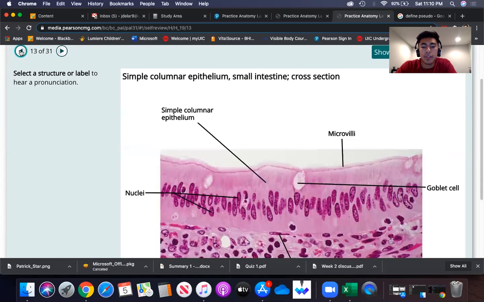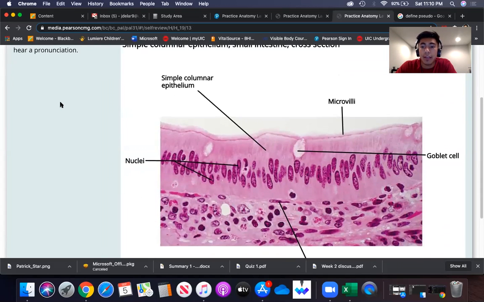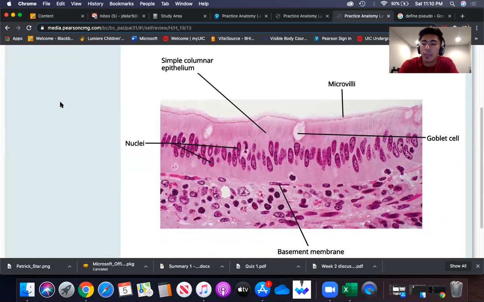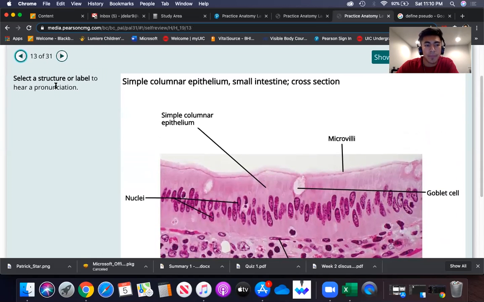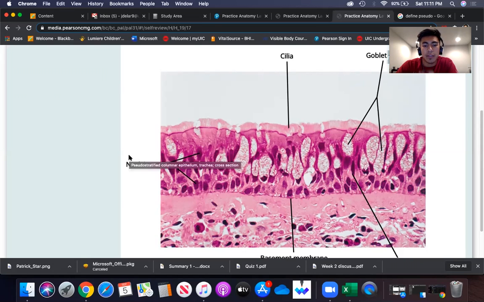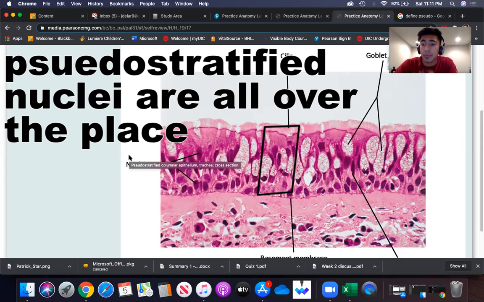Once you find yourself confused, if you look at a simple columnar, you will see the level of the nuclei, the nuclei found in the simple columnar are almost always at a consistent level, very uniform with one another. If we look at the pseudostratified, we do see all these nuclei are scattered. Some are low, some are very much higher than the others.